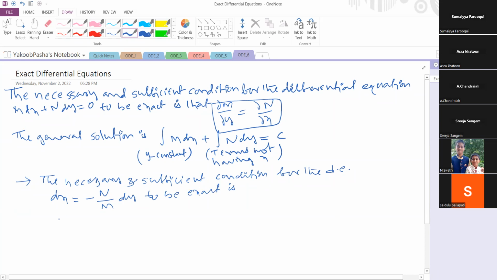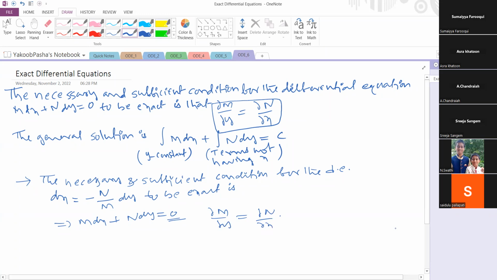Now this equation can be written simply as M dx plus N dy is equal to 0, so that it is in the form of M dx plus N dy is equal to 0. So this is exact. The condition is ∂M/∂y is equal to ∂N/∂x. Direct question, asked in polytechnic lectures.